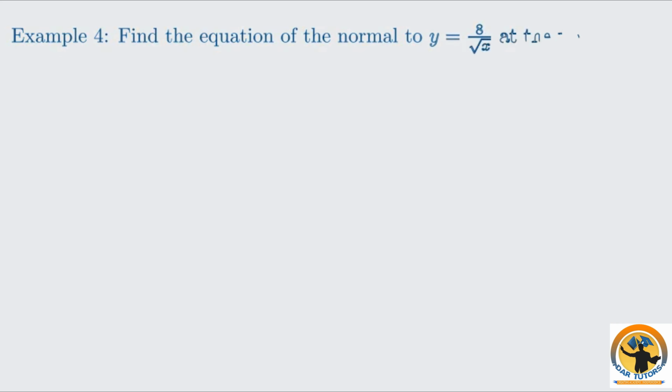Let's work through an example. We need to find the equation of the normal to the curve y equals 8 over the square root of x at the point where x equals 4.